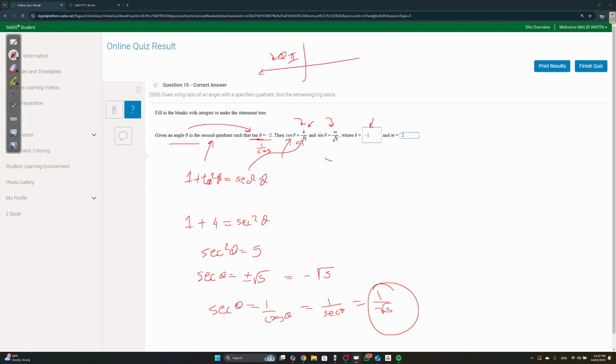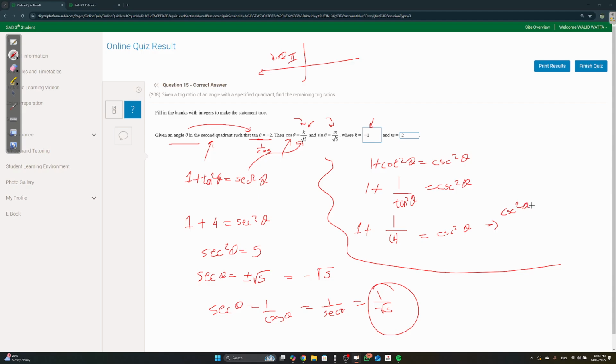Okay? How about sine? We know 1 plus cotan squared theta is equal to cosecant squared theta. Okay? Let's do 1 plus cotan squared. Cotan is 1 over tan, right? Is equal to cosecant squared theta. Let's continue. 1 plus 1 over 4. Why 1 over 4? Because negative 2 squared is 4. So you're going to get that cosecant squared theta is equal to 1 plus 1 over 4, which is 5 over 4. So cosecant theta is equal to plus or minus root 5 over 4.